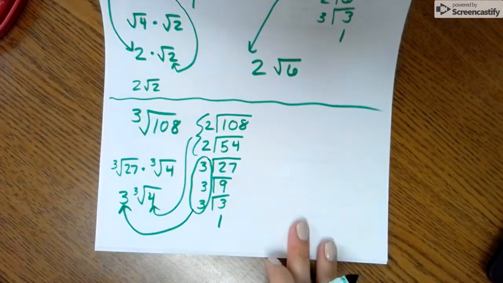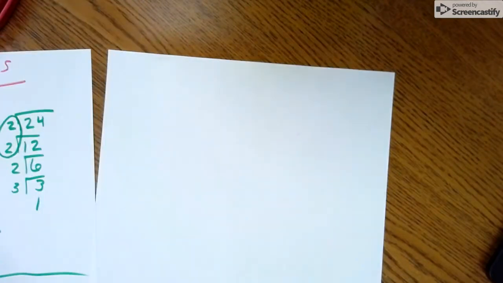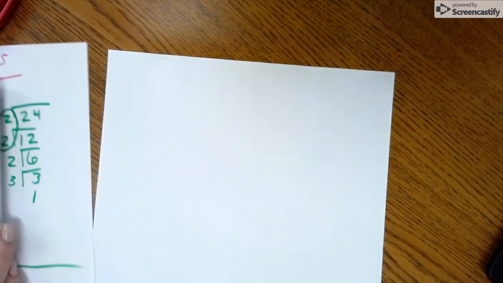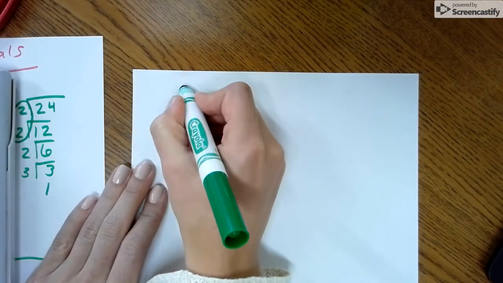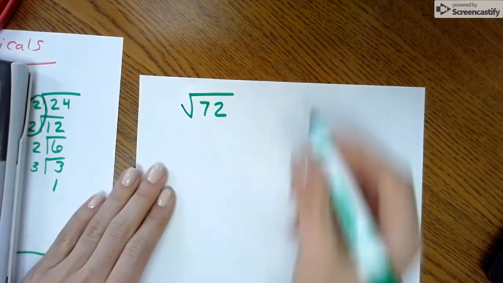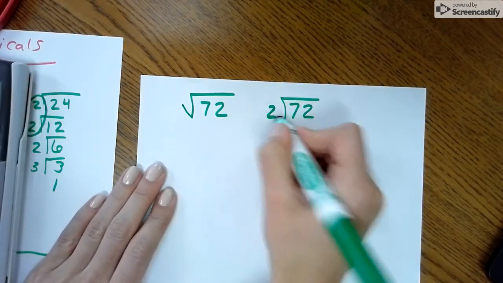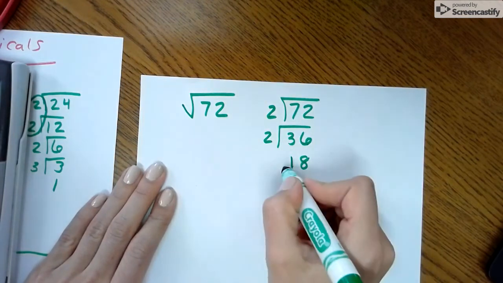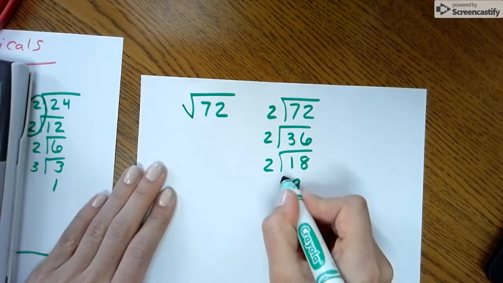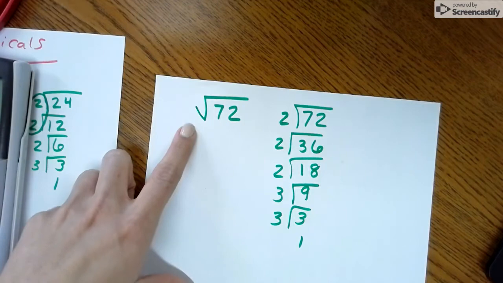Okay. I think the only other thing left to talk about is what happens when there are multiple groups of numbers. So let me come up with an example here. All right, so let's break down 72. So let's say I asked you to simplify the square root of 72, okay? So I'm going to do my factor ladder here quick. So 72 divided by 2 is 36. 36 divided by 2 is 18. 18 divided by 2 is 9. 9 divided by 3 is 3. And 3 divided by 3 is 1.